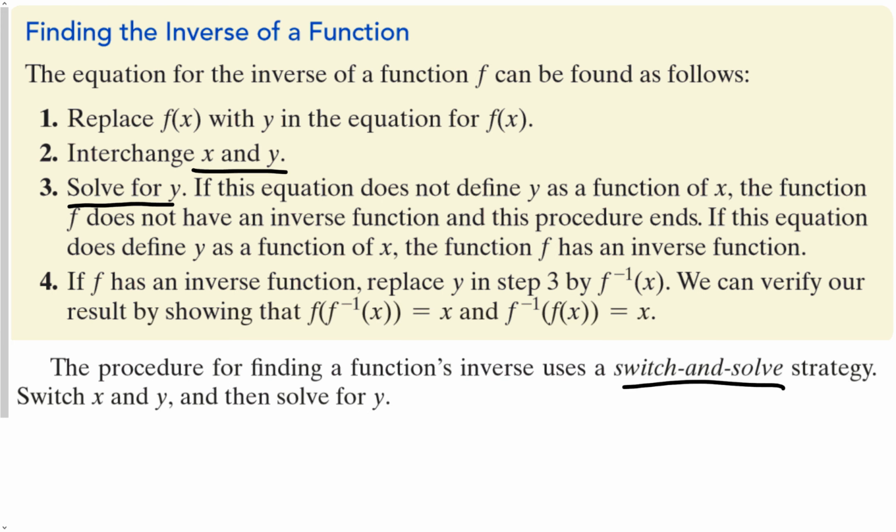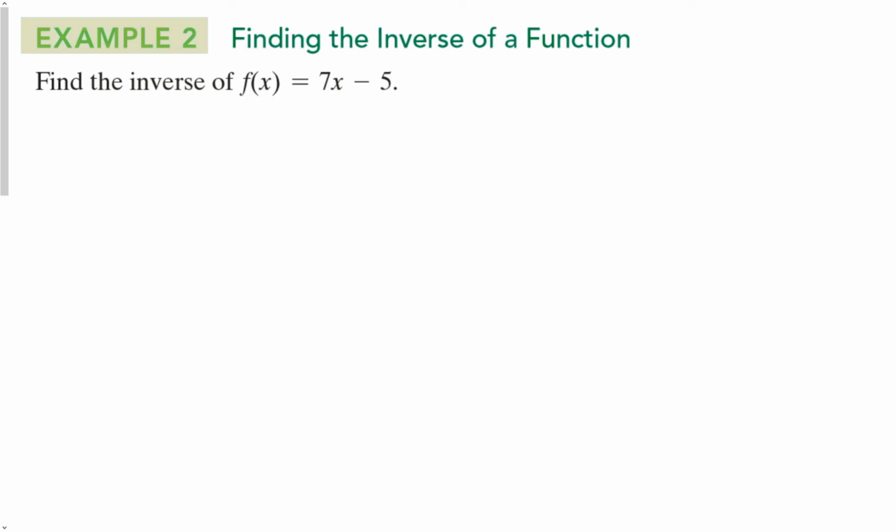Okay, let's try to find the inverse of some functions. Step one, replace f of x with y. So we have y is equal to 7x minus 5. Step two, switch x and y. So now I have x is equal to 7y minus 5.